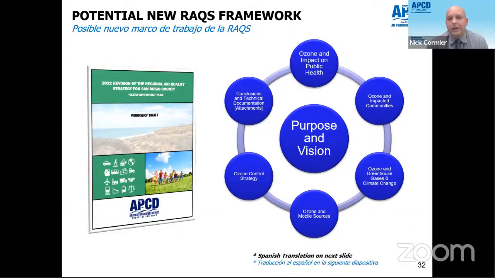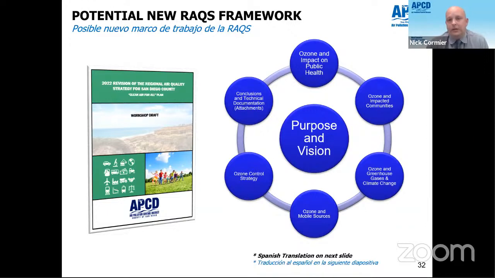This slide is tentatively what APCD is envisioning at the moment. It would include the first key chapter, which would state the purpose of why the document is needed and the overall vision for the future for where we may head as a region in regards to ozone pollution. To improve readability and interest, APCD is also considering only including specific chapters describing the following 4 key areas related to ozone. First, ozone's impact on public health. Second, ozone and its relation to impacted communities in San Diego County. Third, ozone's relationship with greenhouse gases and climate change. And fourth, ozone's relationship with mobile sources in the region.